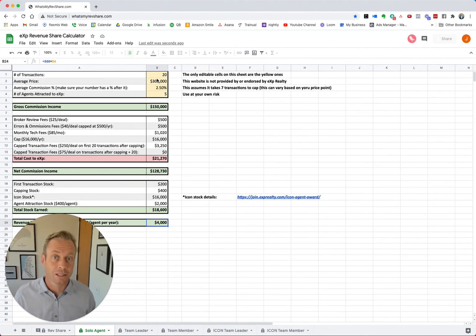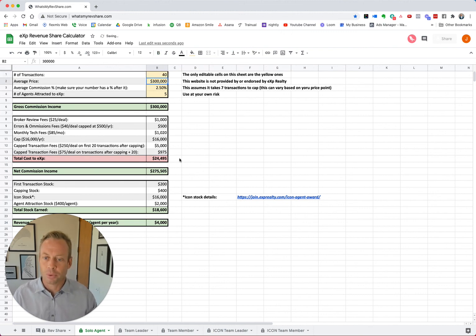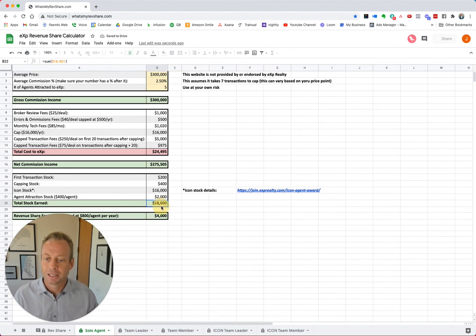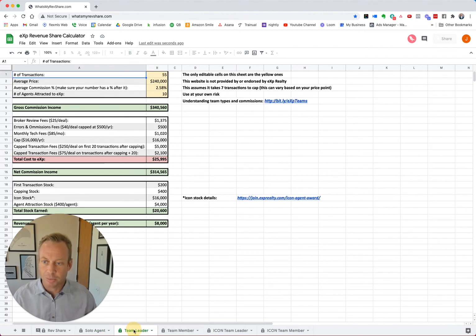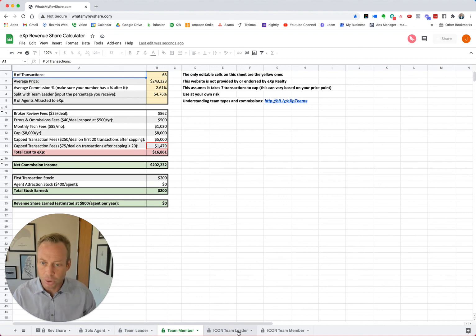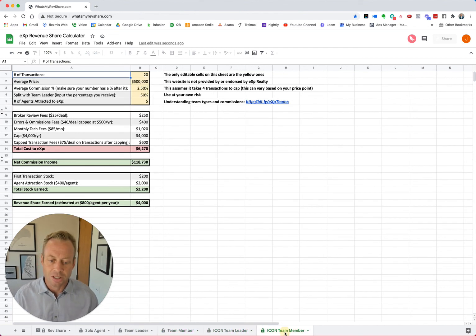So EXP, gosh, if you're selling houses, especially if you're recruiting agents, it's like the best game in town in terms of fees. Let's say you went up to like 40, which at that point you would be getting the 16 back. Now, you're really at a place where the 24 minus the 18, you're paying very low fees. Then there's a couple other tabs here. Team leader, I'm not going to go over these, but you can kind of play around with these. You get the basic idea. Team members, Icon team leaders, and Icon team members. So that gives you a couple tabs there. So you can play around with those.